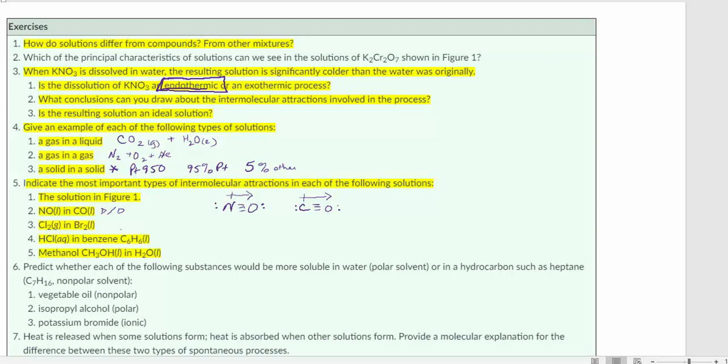Number 3, we have chlorine gas and bromine gas. Now, chlorine gas, two Cl's together, is a non-polar gas. Remember, the definition of a pure non-polar covalent bond is a bond between two atoms of the same element.